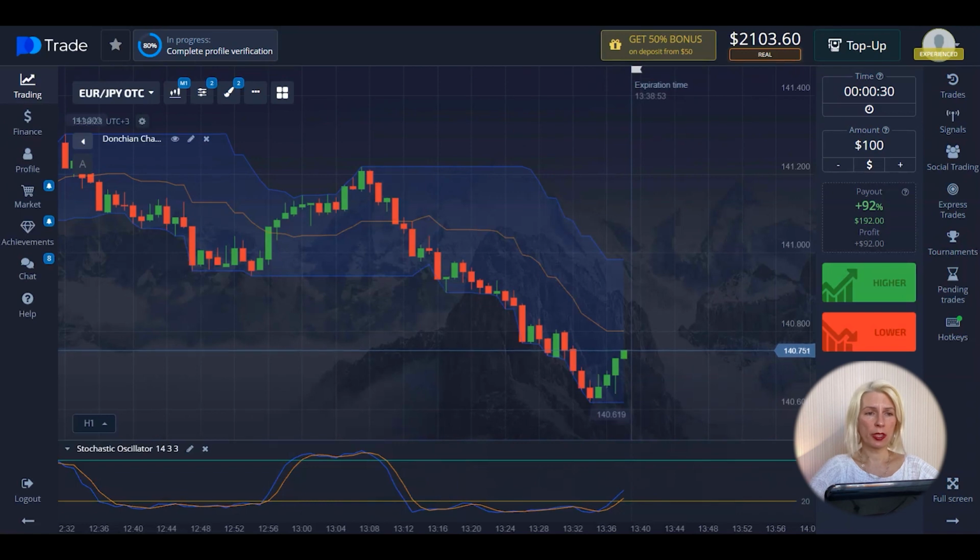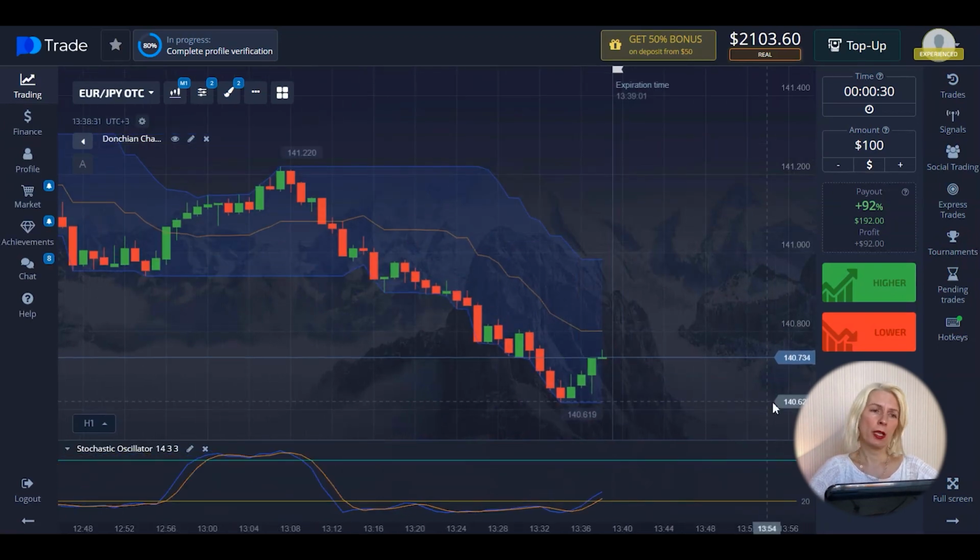To reduce the risk in binary options, I recommend you work with the most simple and clear classic options, for example, up and down. This is what we are working with right now.